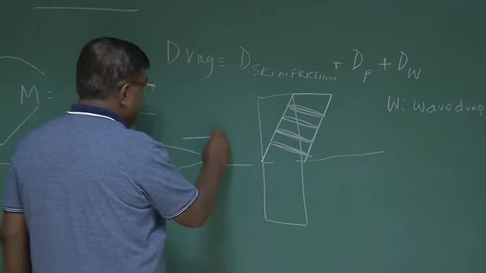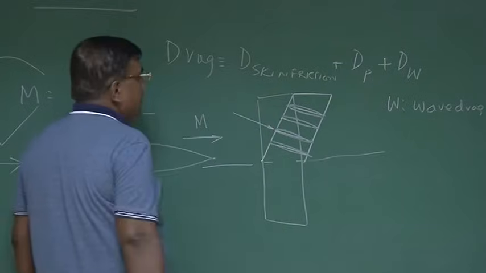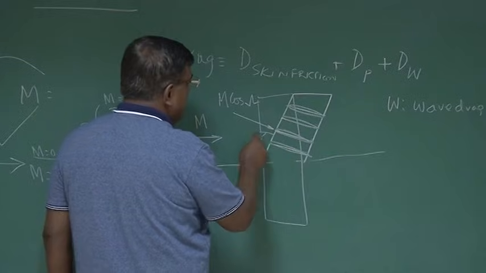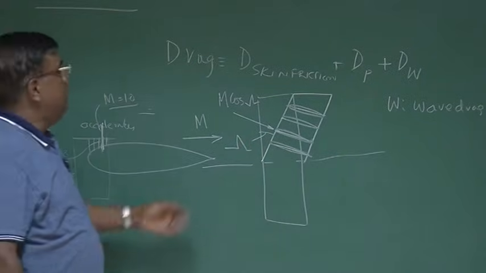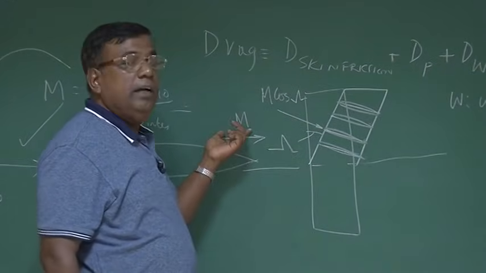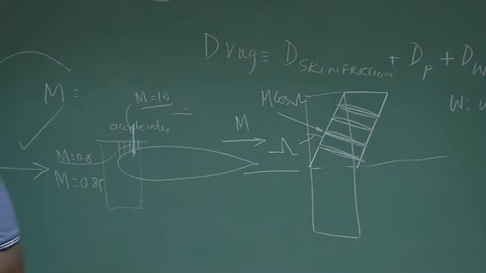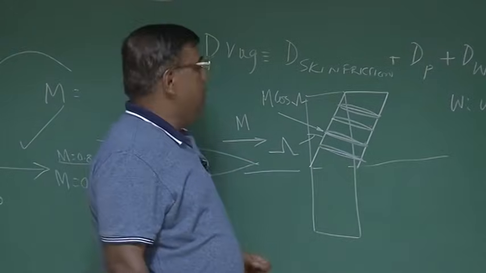So what happens? If this is the free stream Mach number, the normal component to the leading edge of the aerofoil will always be M cos lambda. Lambda is this angle. We call it sweep angle. So as lambda is greater than 0, the Mach number seen by the leading edge of the aerofoil is less than the free stream Mach number. So by giving appropriate sweep angle, we can go on increasing the critical Mach number. Right? This is one of the primary reasons why we give sweep back to an airplane.